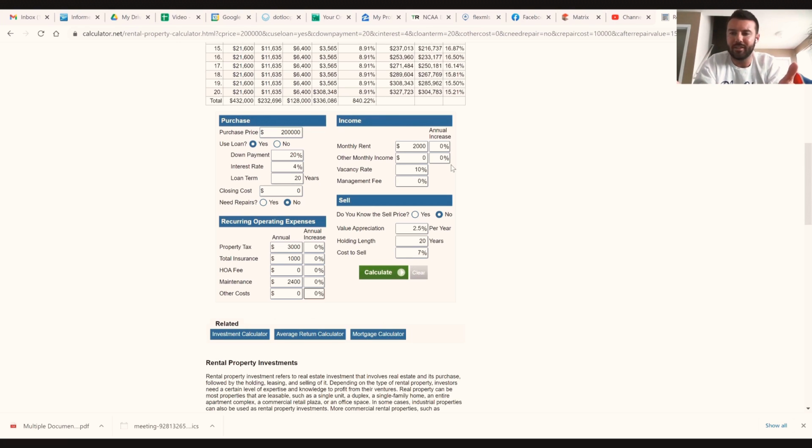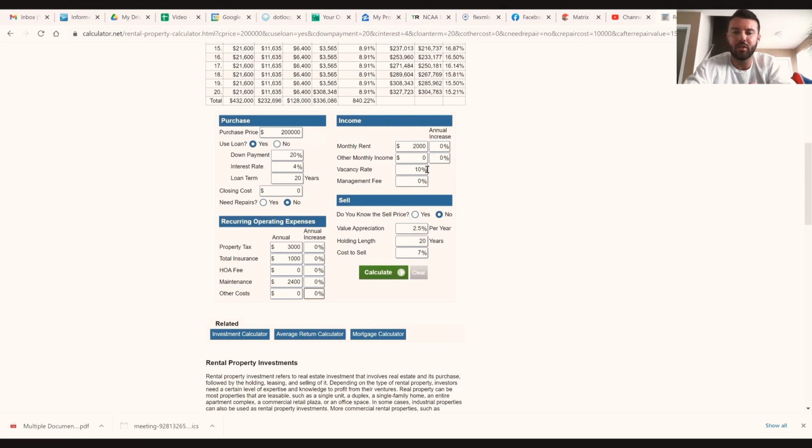Or if you have a tenant that has been extremely loyal to you, an extremely good tenant, and they've been renting it for 10 years, you might tell them, hey, you've been a great tenant. If you stay here for another 10 years, I won't raise your rent, or I'll actually drop your rent. Other monthly income, this could be if you have a garage or a parking lot where you charge for parking spaces, but we're going to keep it at 0.